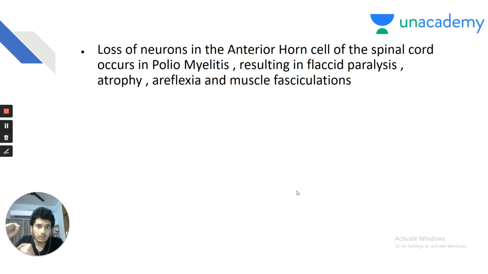Again, this is an important viva question. Where is the anterior horn cell lesion called? Is it an upper motor or lower motor? Yes, my dear friends, it is a lower motor neuron lesion, and there is loss of neurons in the anterior horn cell in polio, causing a lower motor neuron type of paralysis, leading to flaccid paralysis, atrophy, areflexia, and muscle fasciculations.